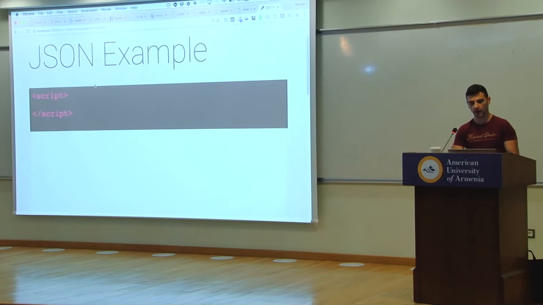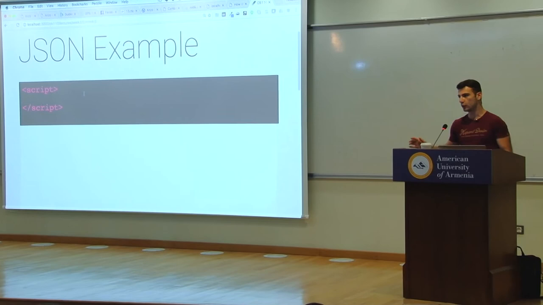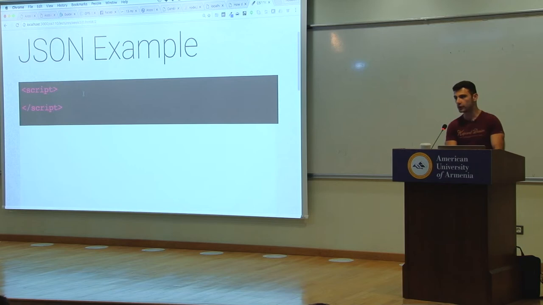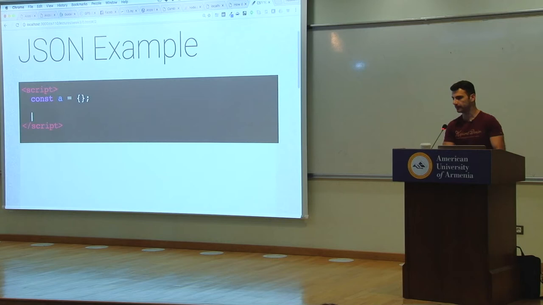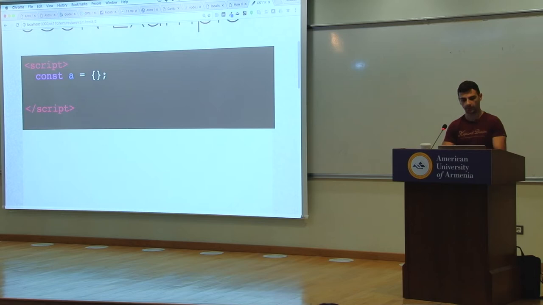So if you recall from previous discussions, an object is nothing more than a container. It can contain name value pairs or key value pairs, depending on how you want to think about it. So the way to construct an object is by using these curly brackets. Can the people in the back see the code? Yes? Okay. So what I've done here is I've created an object that I've then put into a variable called A. So once I have A, I can now place values into A.